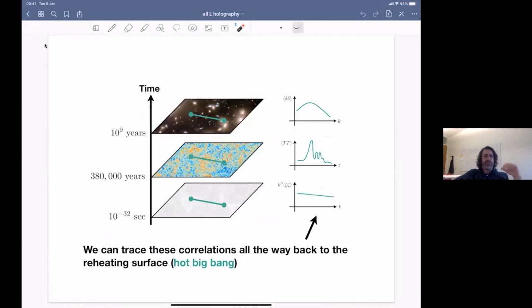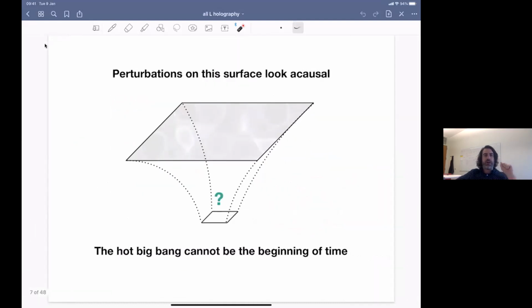Okay. And there's also this interesting fact that as we go further and further back in time, the correlations get simpler and simpler. And so the 2-point correlations on this reheating surface at the beginning of the hot Big Bang are extremely simple. They're described by a very simple power law. But nevertheless, they're peculiar. They're peculiar because if you really take the correlations at face value, they look acausal in the sense that points on the sky that have never been in causal contact are nevertheless correlated.